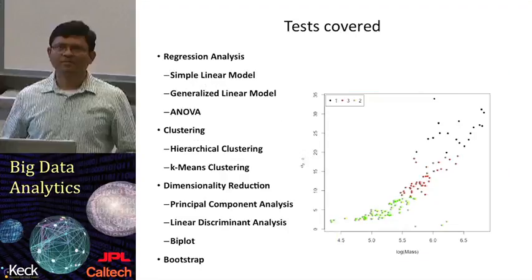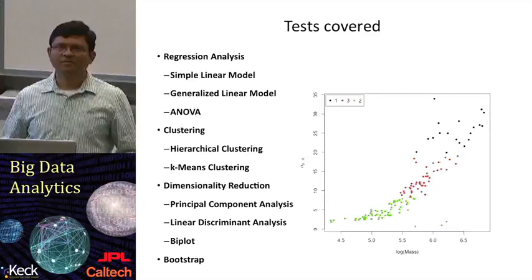There is the regression analysis, the simple linear model that I mentioned, and then the generalized linear model as well, and ANOVA. Within clustering there is hierarchical clustering and k-means clustering. On the right-hand side, the plot that you see is the output of one such k-means clustering. The three different types that you see in that plot are three clusters that were returned by k-means, and we'll see the example in slightly more detail in the next couple of slides.